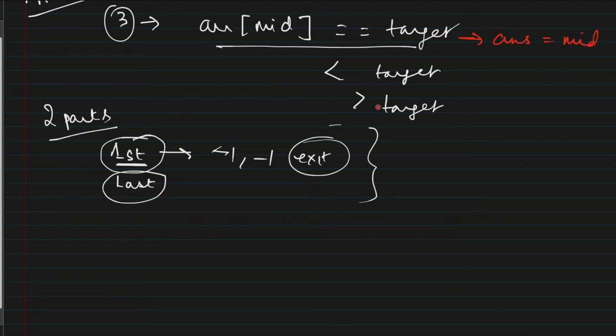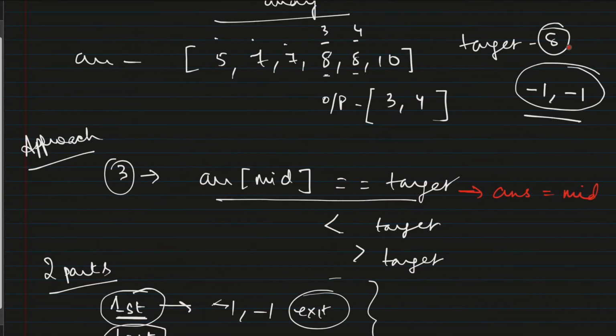Next, less than target. If an element is lesser than target, so we have a target 8 and we are at 5, what do we need to do? We have to go ahead. So our start pointer should be equal to mid plus 1. Again, if it is greater than target, okay, one more thing I just missed.